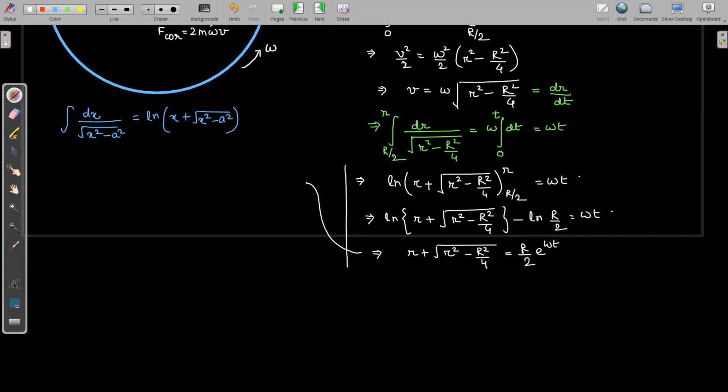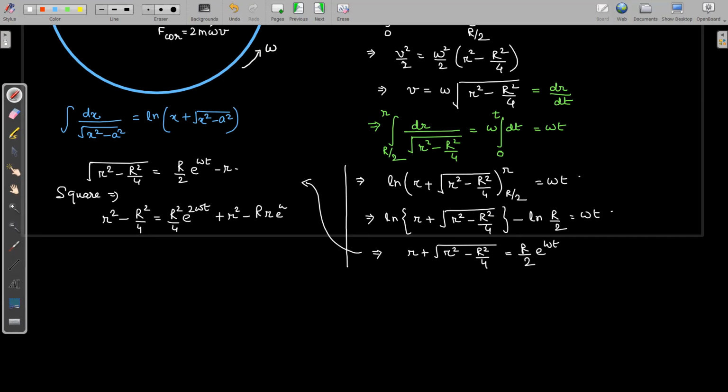So let us continue over here. I can write this as under root of small r square minus capital R square by 4. And I take this small r term to the right. It becomes R by 2 e power of omega t minus small r. Now if we square this equation on both sides, you will get small r square minus capital R square by 4. So this will be R square by 4 e power of 2 omega t plus r square minus capital R small r e power of omega t.